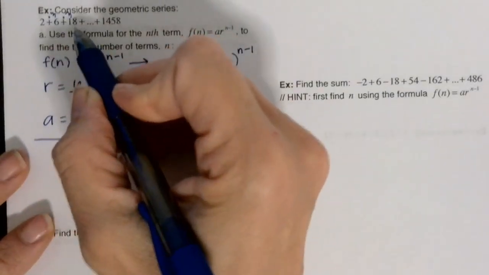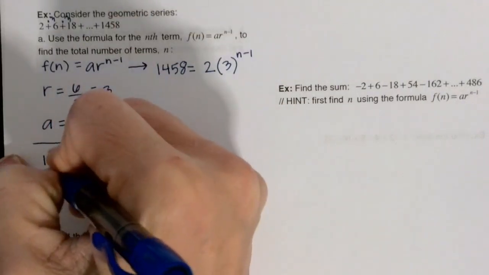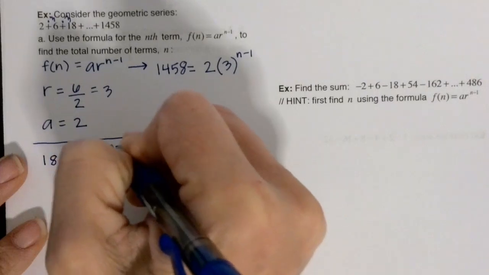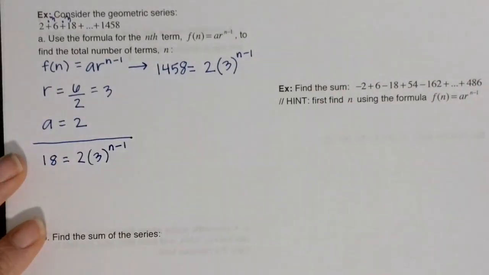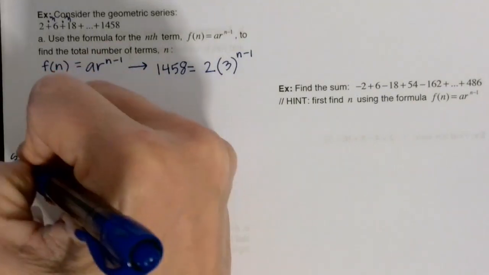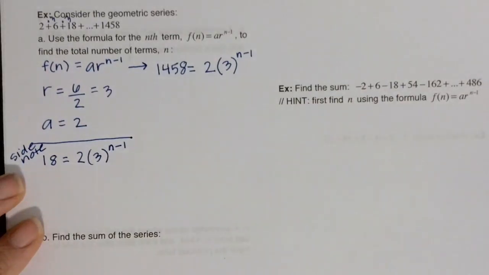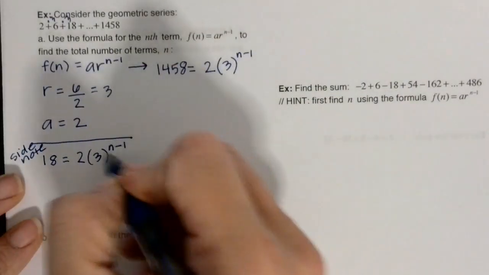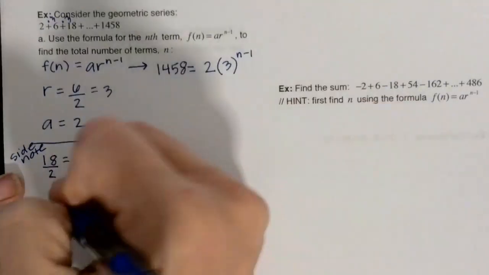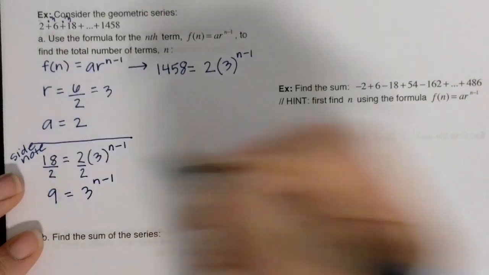So we all know the third term is 18, right? So if I were to plug this into the formula, pretending I didn't know that it was the third term, it would look like this. So this is a side note. This doesn't have anything to do with the math we're going to be doing over here. It's just to show you guys. So if I want to find n, I need to divide both sides by 2. So I get 9 equals 3 to the n minus 1.